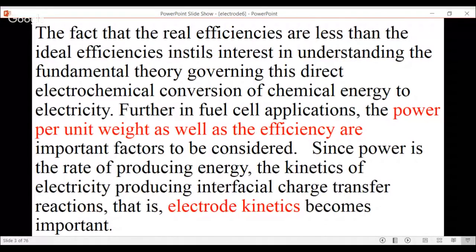Now, the power per unit weight as well as the efficiency are important factors to be considered. We will see later on what this is. Since power is the rate of producing energy, the kinetics of the electricity-producing interfacial charge transfer reaction, that is the electrode kinetics, becomes important. That is why we are going to see the electrode kinetics.